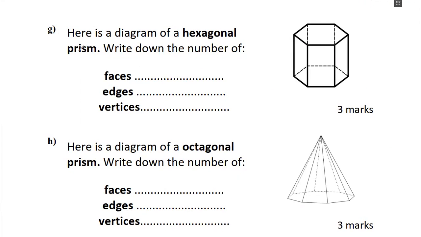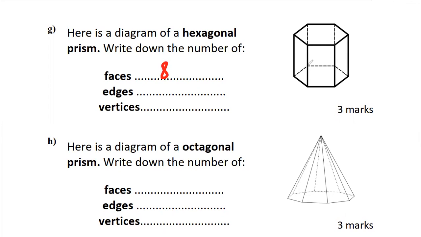Let's move to part G of the question. It says, here is a diagram of a hexagonal prism. Write down the number of faces, edges, and vertices. Right, so I can see a bottom face, which is a hexagon, and the top face, which is also a hexagon, and I can see 6 rectangles which are connecting those faces. So 6 add 2 will be 8. It has altogether 8 faces.